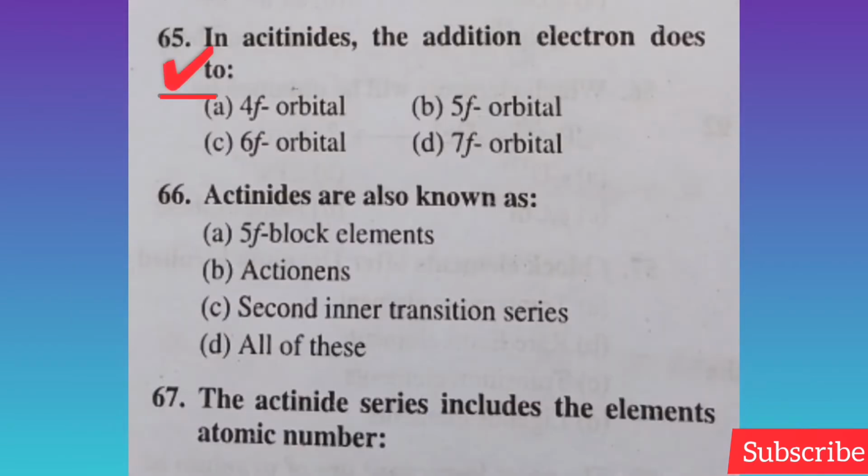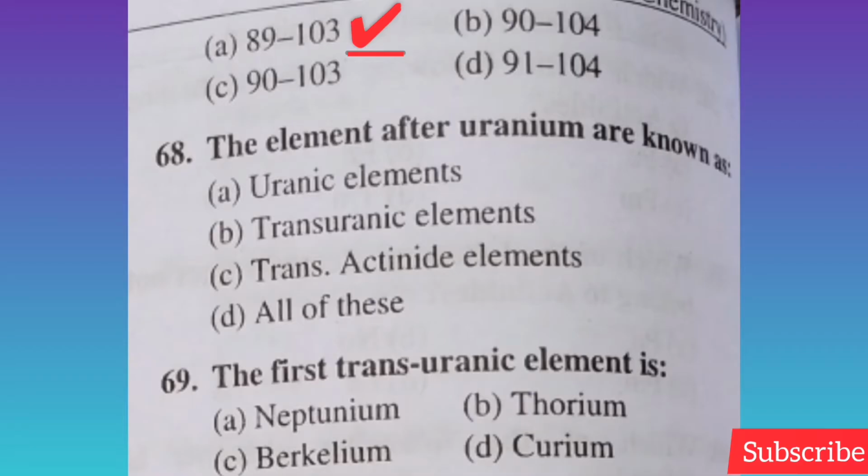Next question, in actinides the additional electron goes to, here 'does' should be 'goes'. In this question option B is correct. The question is actinides are also known as, in this question option A and option C both are right. The actinide series includes the elements with atomic number. In this question option A is correct, 89 to 103.